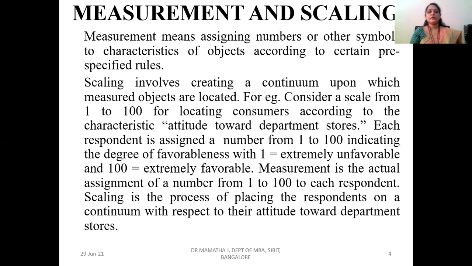Okay. Now, each respondent will be assigned a number from 1 to 100, indicating the degree of favorableness. So 1 you will be labeling as extremely unfavorable, and 100 you will be labeling as extremely favorable. Within 1 to 100, the consumers can give ratings to the departmental stores. So this is how you can actually measure the attitude toward departmental stores. And rating from 1 to 100 is what we call a scale. Okay.